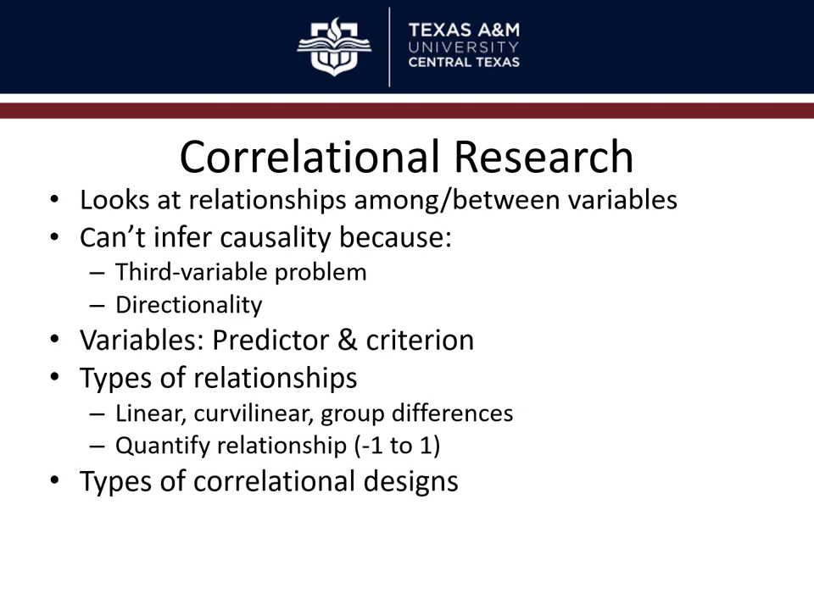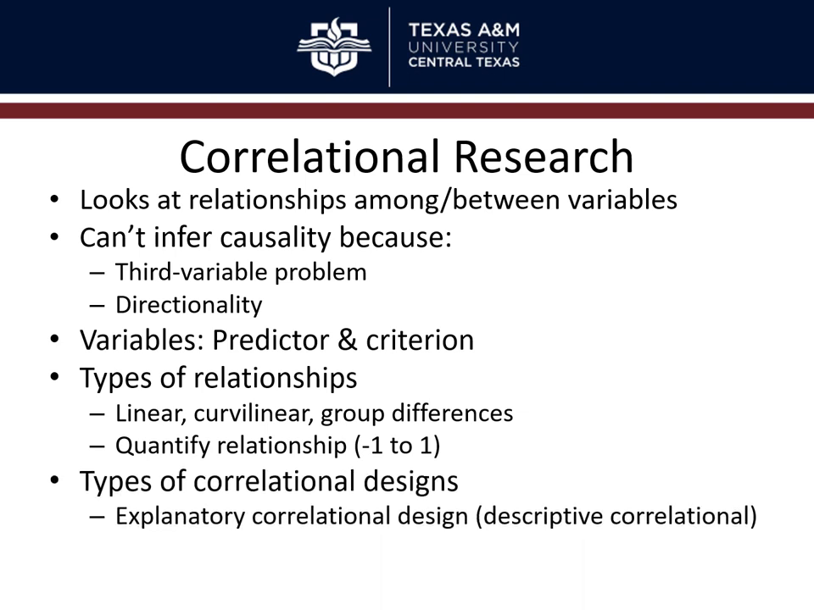In terms of different types of correlational designs, there's the explanatory correlational design, which is kind of descriptive correlational, where you're just measuring two things, saying, is there this relationship between these things? And yep, okay, people who do this more, here it is, and that's all you're doing.